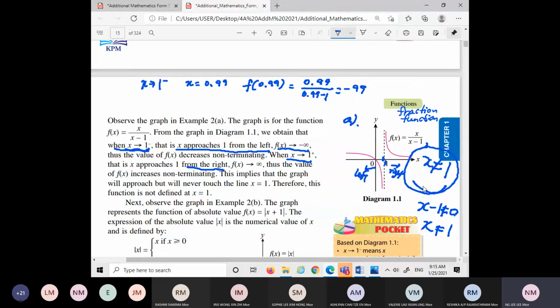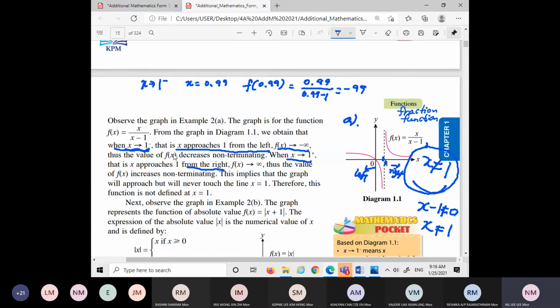You have to define this because the denominator cannot be 0. Now, I write here, the denominator, which is x minus 1, cannot be 0. Therefore, x cannot be 1. If you have this kind of function, you can have it for all x except x is 1. When x is 1, this function is not defined.